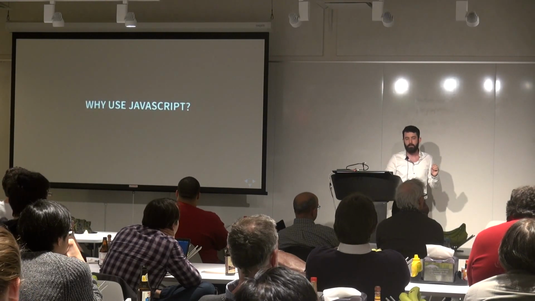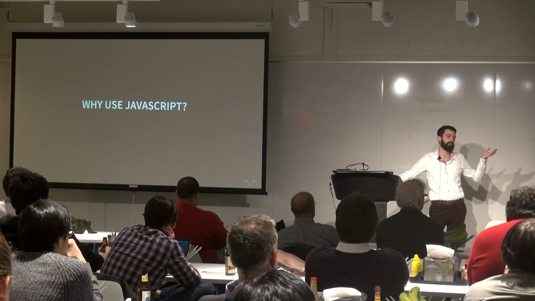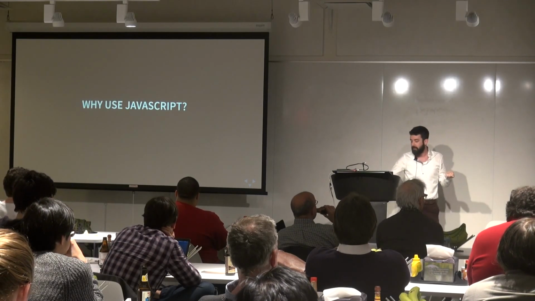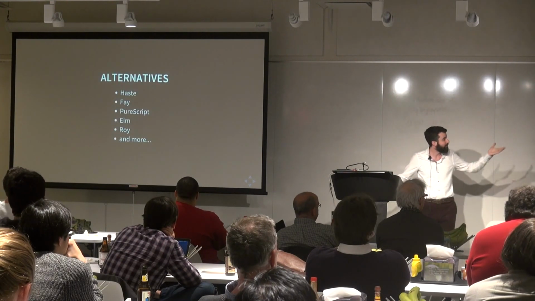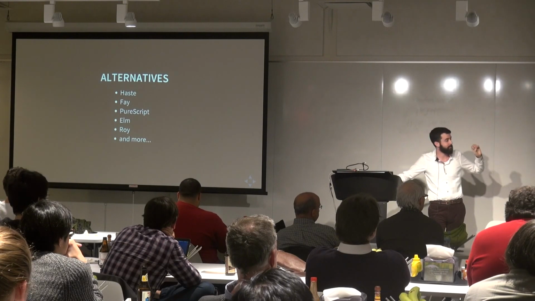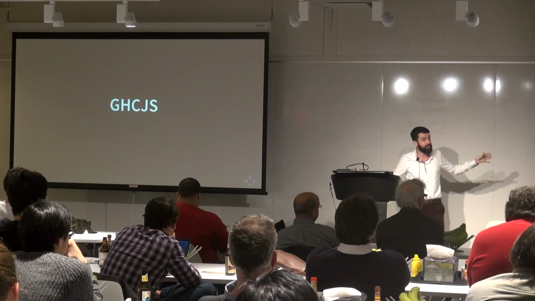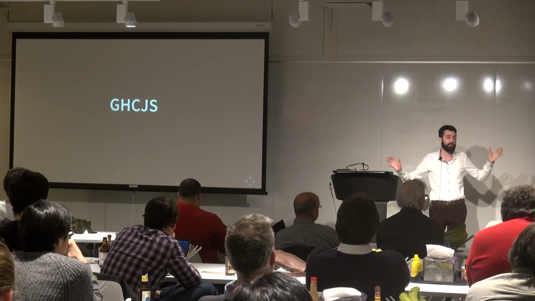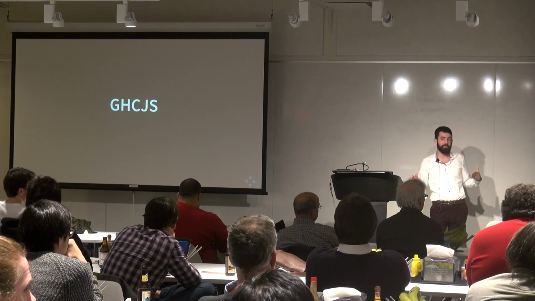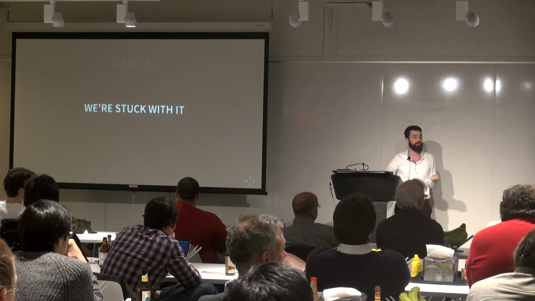So after I've said all this stuff about JavaScript, why use JavaScript, you might ask? Why are we using JavaScript at SchedgeMe in the first place? There are all these alternatives, all these different things that have varying degrees of safety, things that are similar to Haskell. And there's even GHCJS, which is maturing extremely fast, and you should probably consider using if you're starting a new project. But at SchedgeMe, we're stuck with it.